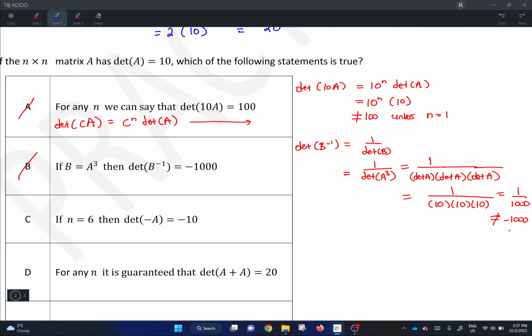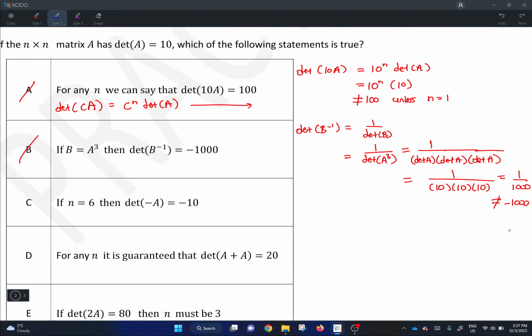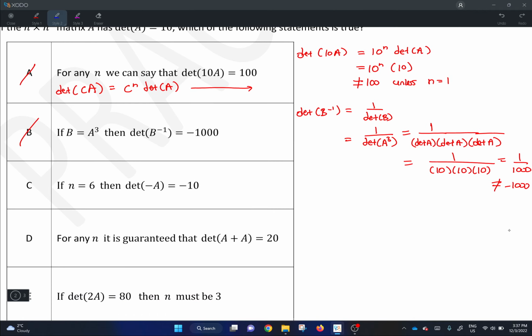Okay, C. If n is equal to 6, so this is a 6 by 6 matrix, then the determinant of negative A is equal to negative 10. Let's see what we can say about that. Determinant of negative 1 times A, which is the same thing as negative A, is negative 1 to the n times the determinant of A. And if n is equal to 6, that's negative 1 to the 6 times the determinant of A. And negative 1 to an even power is positive 1. Determinant of A is 10. So we get 10, and the option says negative 10. 10 is not the same thing as negative 10, so it can't be C.